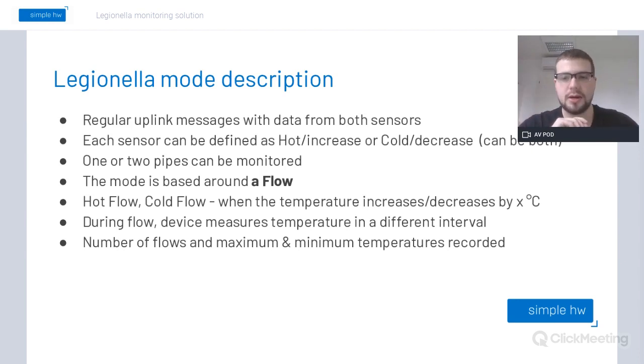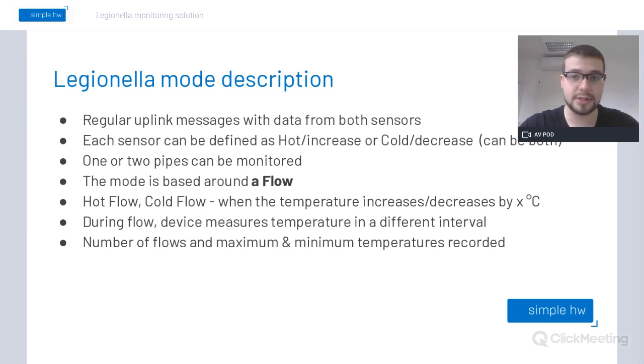So a flow. Or let me come back to the two sensors labeled hot and cold. If you have the two NTCs, you can define either of them to be hot and cold, or of course you can have both. You can have two hot sensors or two cold sensors. Depends on how you want to set them up. And these two sensors basically tell the device how to define a flow. If the sensor is a hot sensor, the flow is defined by a temperature increase by X. It's a temperature delta, so a change of temperature of, let's say, 2 degrees and more will trigger a flow.